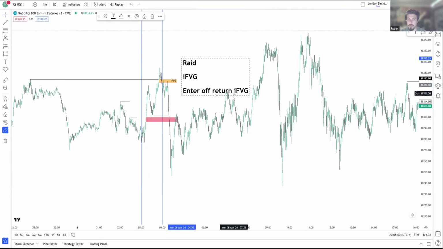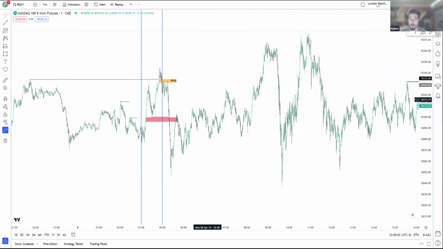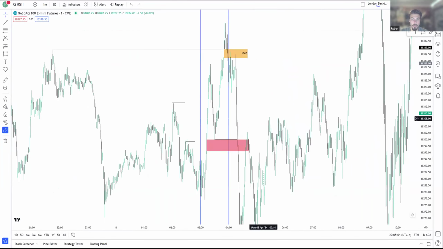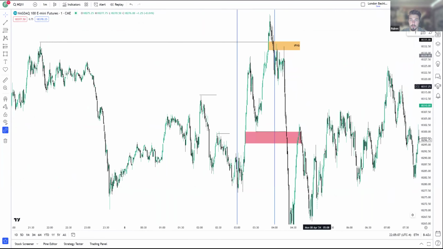Let's talk about this next one, right? And this was on the Monday. So have a little bit of a look here, right? Silver bullet. We push up here. We do take out these 2 points of low resistance liquidity, right? We sweep that. We come up, we sweep this.